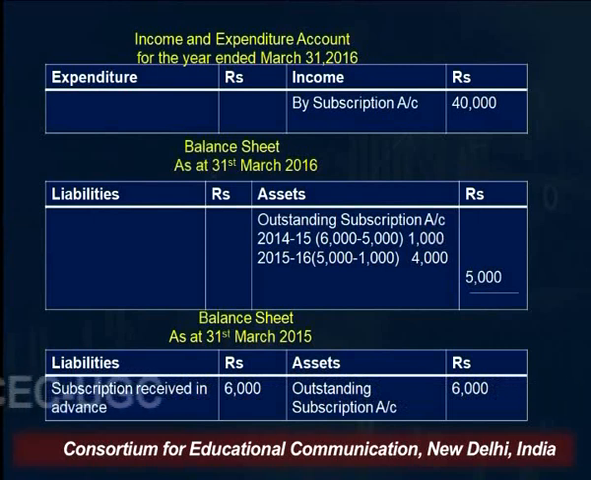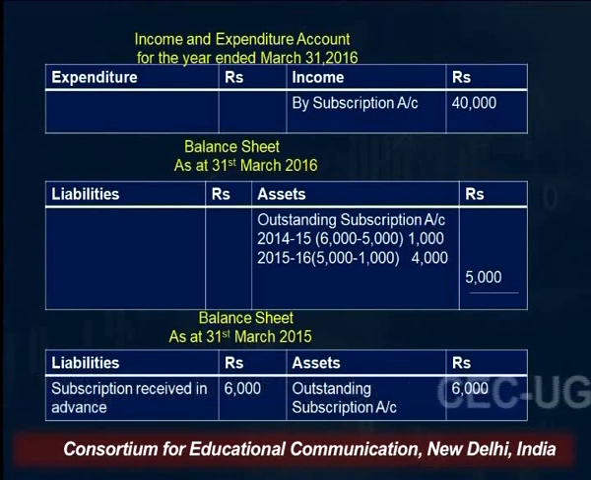The amount is 40,000, and in the balance sheet of the current year, which is as on 31st March 2016, the outstanding subscription income which is still not received till the end of the current year is an asset for us and it will be shown on the asset side of the balance sheet. So for the financial year 2014-15 it is 1,000, and for the current year 2015-16 the outstanding income is 4,000. The total amount of outstanding subscription is 5,000.